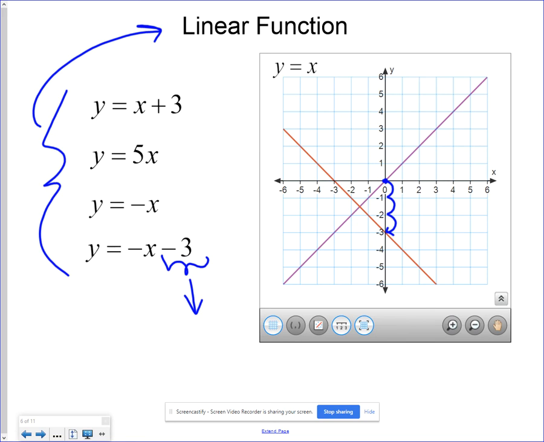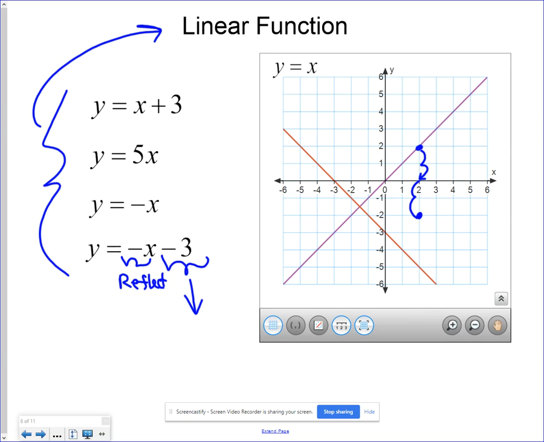Let's pick a different point. It'll be easier to see what's going on here. Let's just pick this point here. Okay, so the -3 is going to move it down 3 units. The minus sign is going to reflect it. So I'm going to take this point here and reflect it over the x-axis. It's 2 away from the x-axis, so its reflection will be right here.